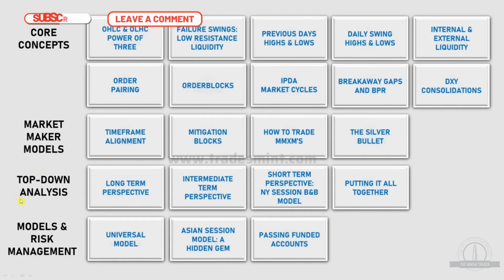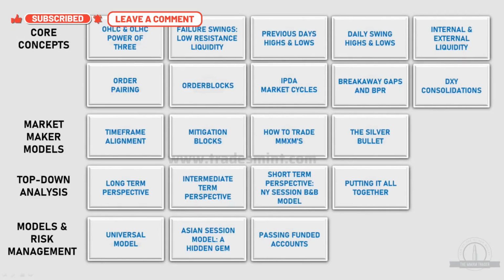After that, we're going to go to top-down analysis. We're going to be talking about long-term perspective, intermediate term perspective, and short-term perspective, which includes a New York session bread and butter model. And then at the end, we're putting it all together. At the end of the course, we're going to be talking about models and risk management. So we're going to be talking about a universal model, which is applicable on all time frames. Then a highly requested Asian session model, which is a hidden gem. And then at the end, we're going to be talking about passing funded accounts and how to retain them.